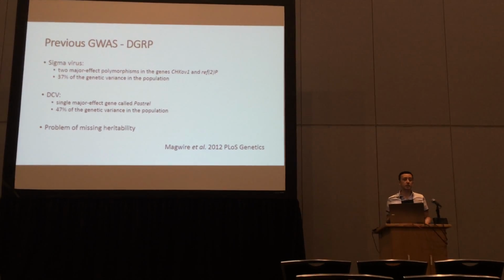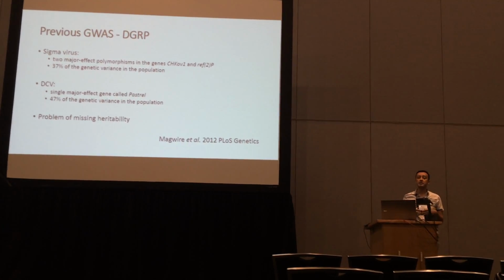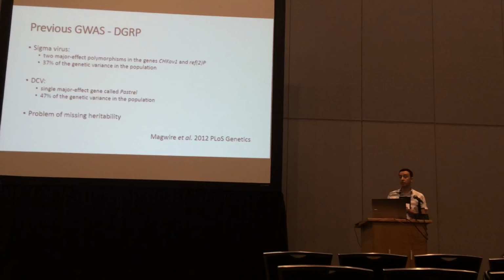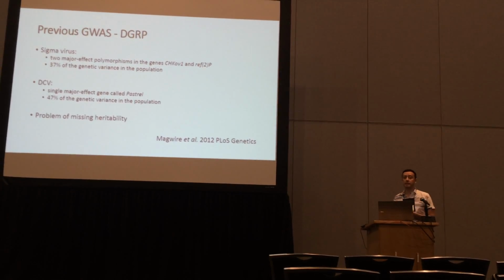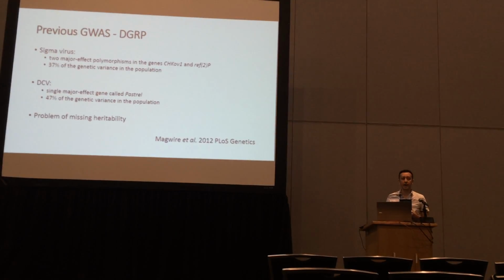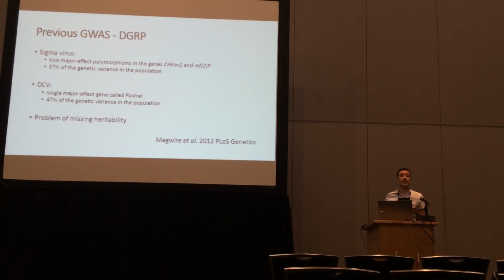This study was really successful in mapping this gene and explaining a large amount of genetic variation, but there is still a large amount of genetic variation that was not explained, right? And this is the common problem of the missing heritability, or our inability to identify the genes responsible for some of the genetic variation present in any trait.